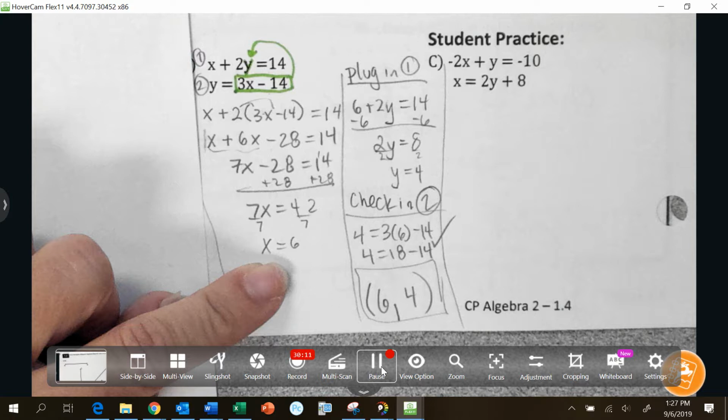If you look up here, I will tell you some people will get an answer right here where it says 4 equals 4, and then they'll circle that as their answer, 4 equals 4. That's not the answer.